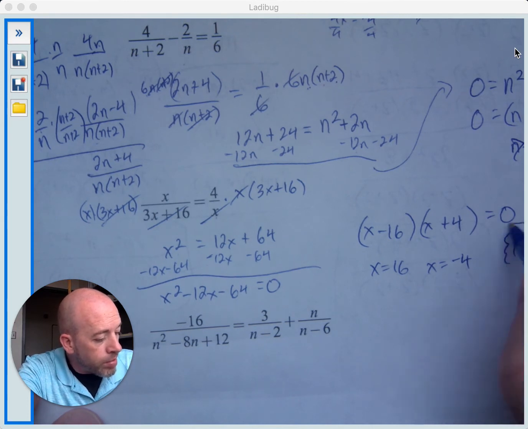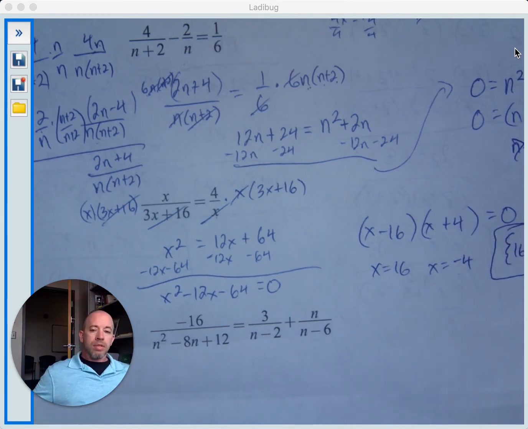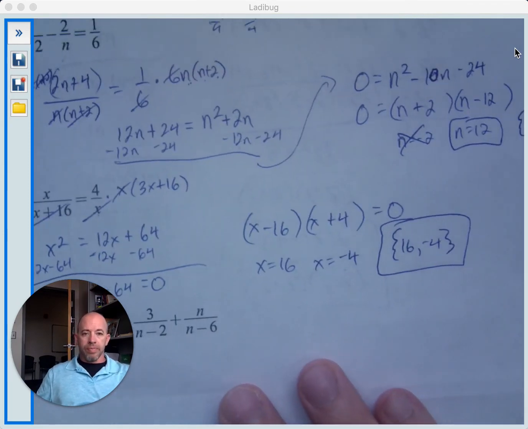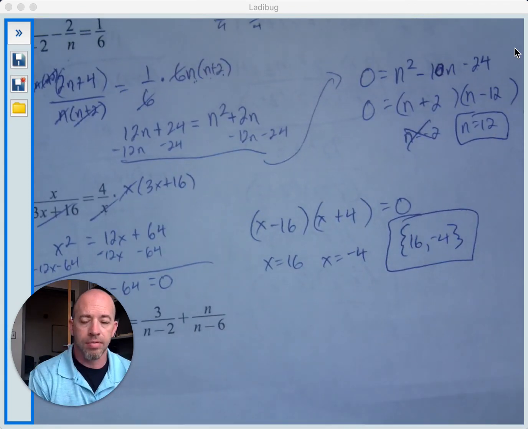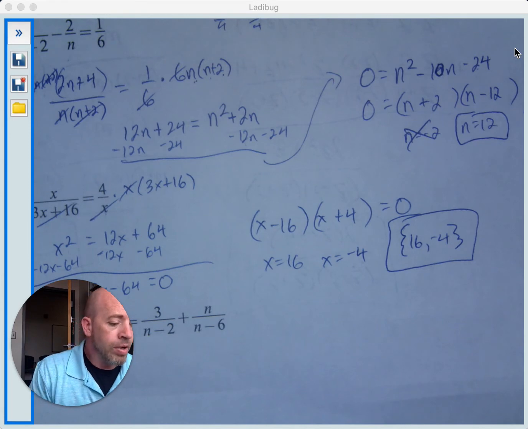Neither of them cause problems. So there we go. Two answers in this case, no extraneous solutions. We have one more of these to look at.